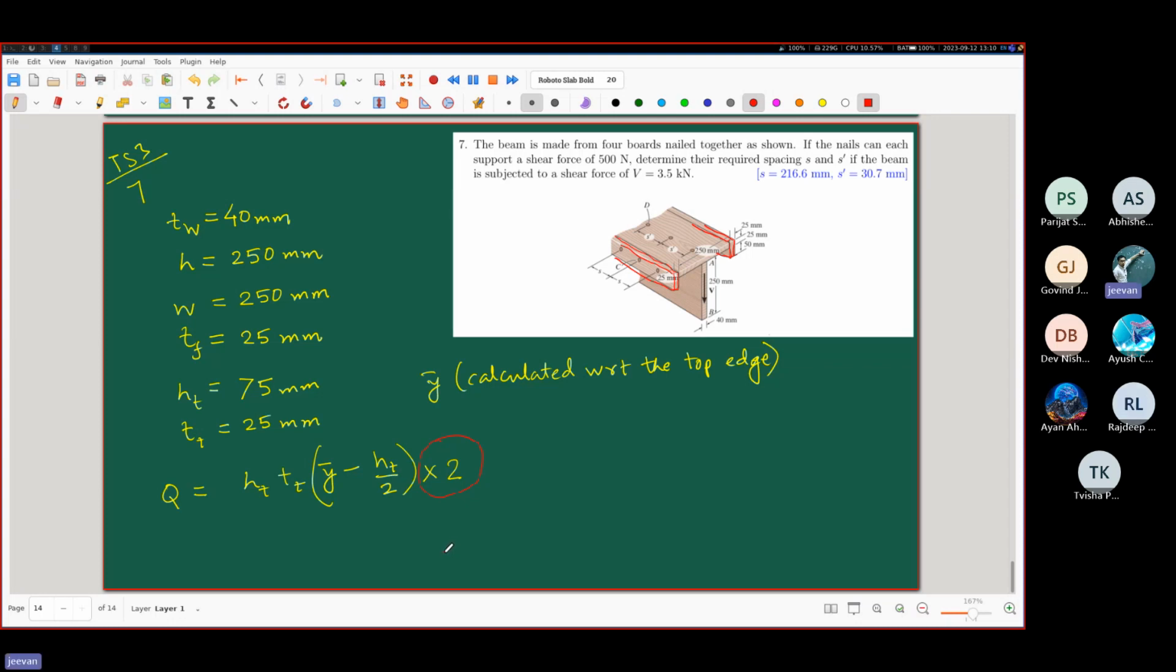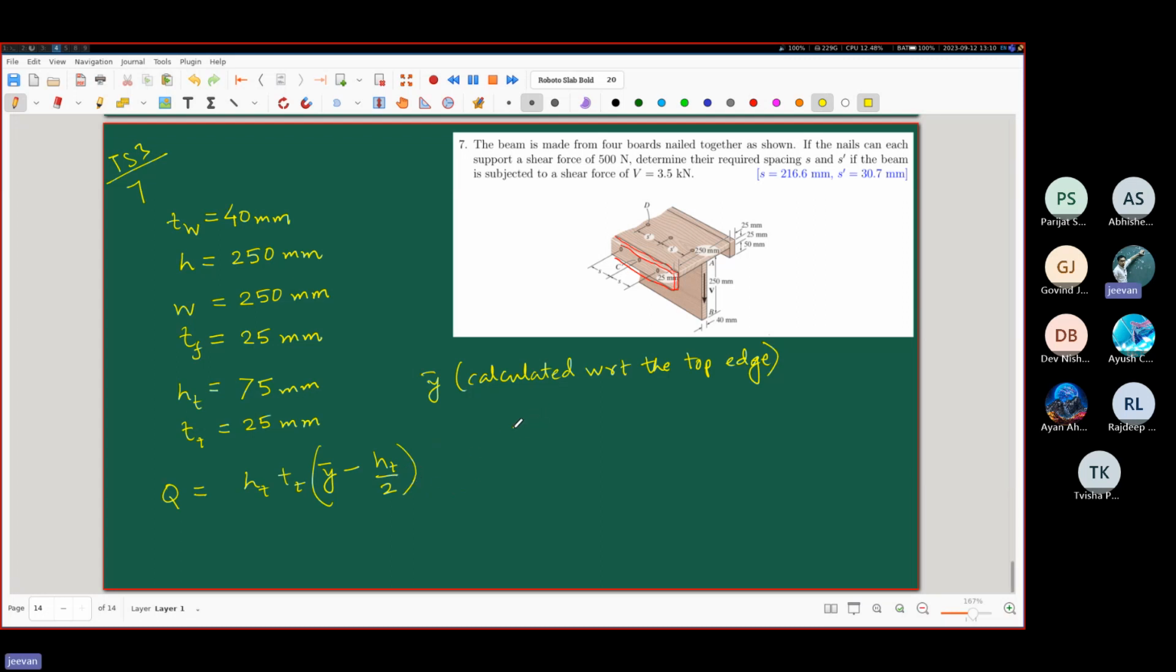What do you think? Can you proceed without taking the 2? Suppose I say that I will take only one series of nails. I will just take f. I will not take twice f. Let's see what happens. Suppose I don't take this. I'll come back to this consideration. Okay, taking both the bits.